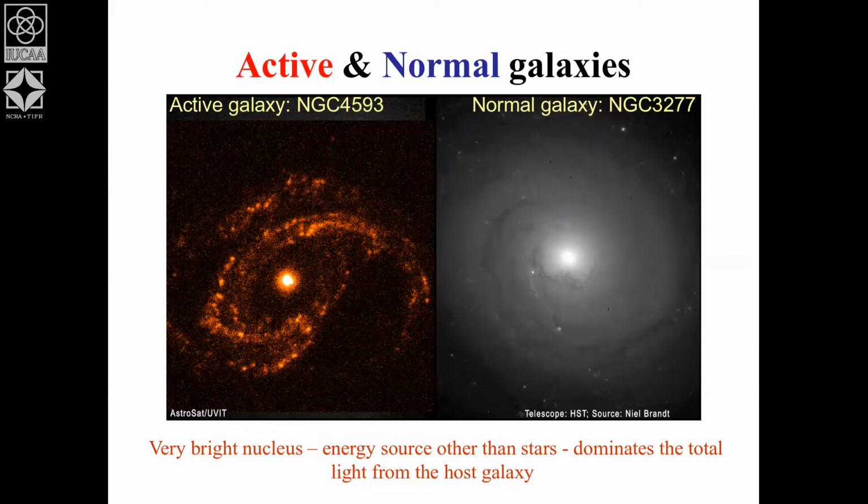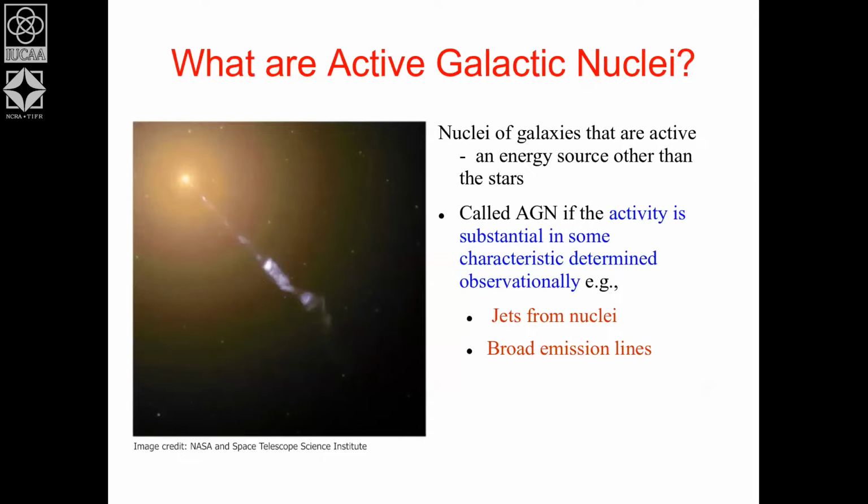So AGNs have a very bright nucleus, and that is some kind of an energy source other than the stars, and this sometimes dominates the light from the host galaxy, sometimes, but not always. So this is one sign of an AGN, but there are other signatures of active galactic nuclei. So essentially they are nuclei of galaxies that are active, and that host an energy source other than the stars. And this activity is revealed in observations in a variety of ways.